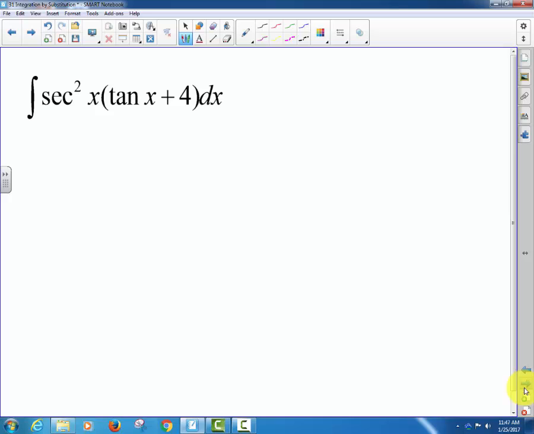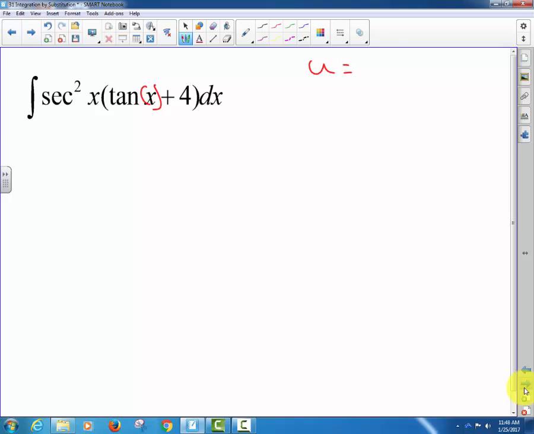So, what happens here? Secant squared x times tan x plus 4. Both of those look pretty complicated to me. What do you think your u should be? U is x plus 4? Well, now, this tan x is here, and then after you take the tan, then you're going to add 4. That's the way to read that, okay?